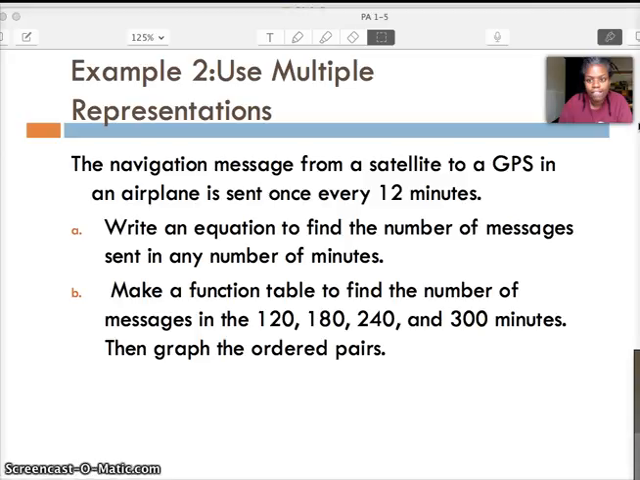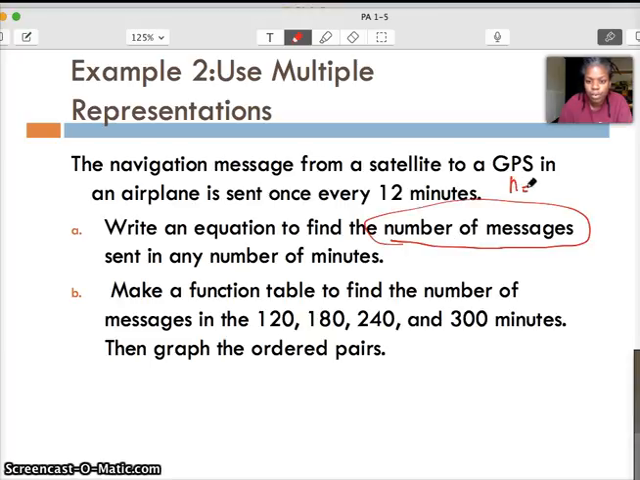So when I look at this, I feel like I'm being given the opportunity to define some variables. The first one is the number of messages. I'm going to use n, so n will equal the number of messages. And the next thing is sent in any number of minutes. Since time deals with minutes, I'm going to use t, so t is equal to the number of minutes. There's no wrong way to define your variable, but it's helpful to do it in a way that's relational. So that's what I'm trying to do here.